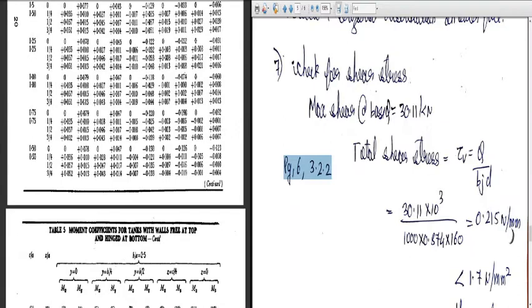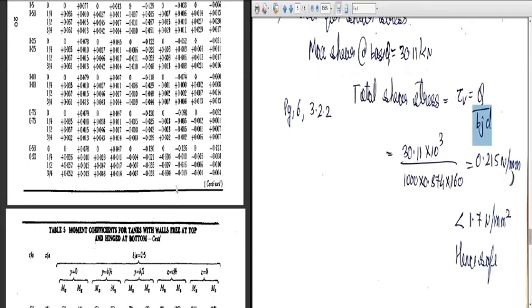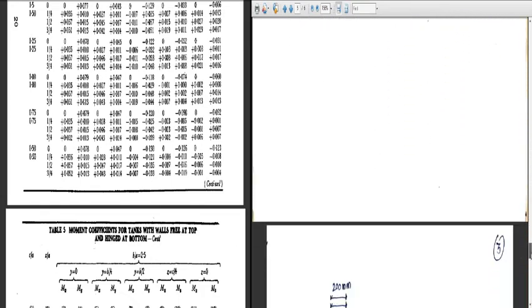Okay, now according to the clause on page number 6, you can see the total shear stress is given by tau v is equal to Q divided by b j into d, where Q we have already calculated, 30.11 into 10 raised to 3 divided by b 1000 into j 0.874 into 160, which is working out to be 0.215, which should be less than 1.7 Newton per mm square. Hence safe.